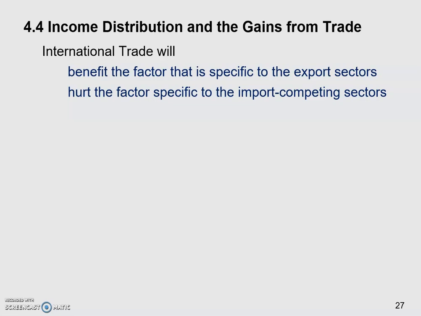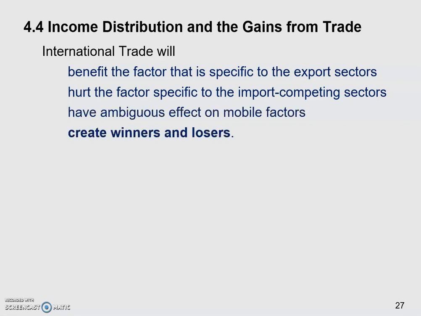So that's the next one we're going to discuss here. International trade will hurt the factor specific to the import-competing sectors, which again is pretty straightforward. Intuitively, the food sector, for example, faces more import competition, so it would definitely get hurt because of that. Finally, international trade has an ambiguous effect on the mobile factors.